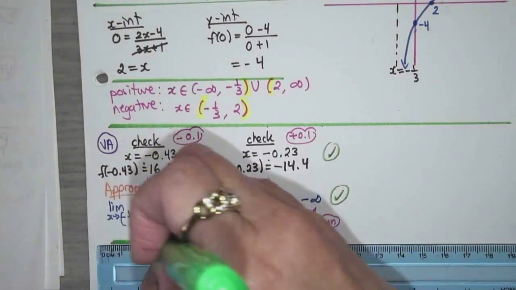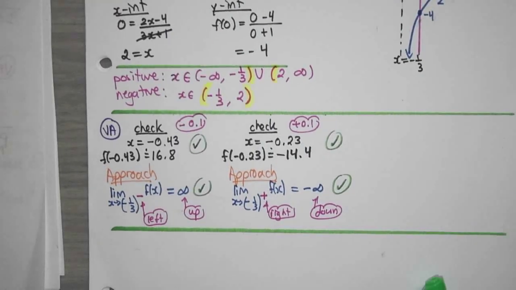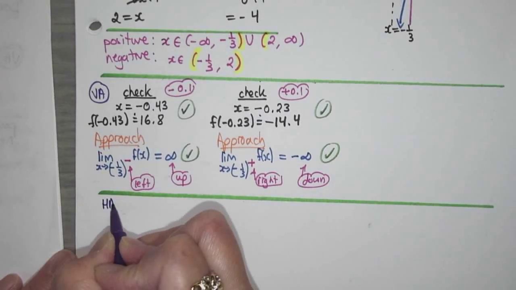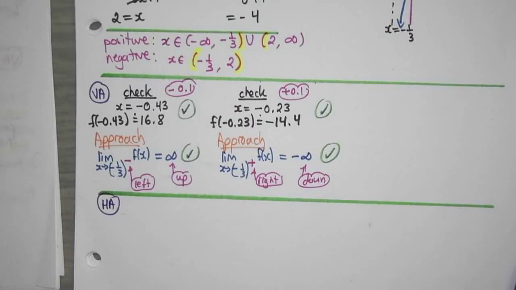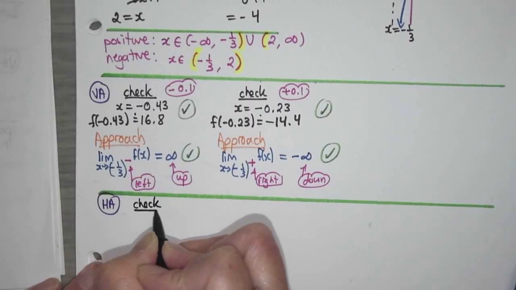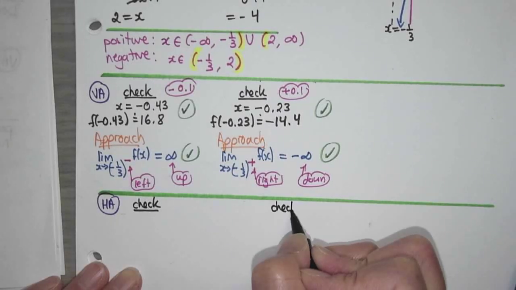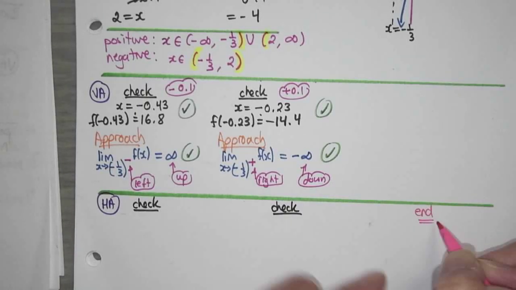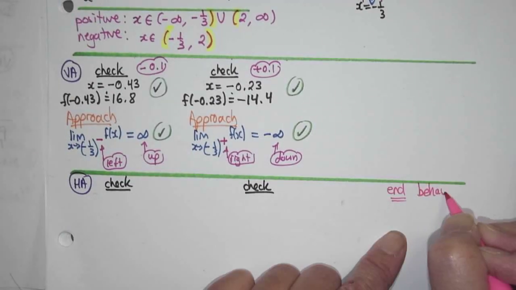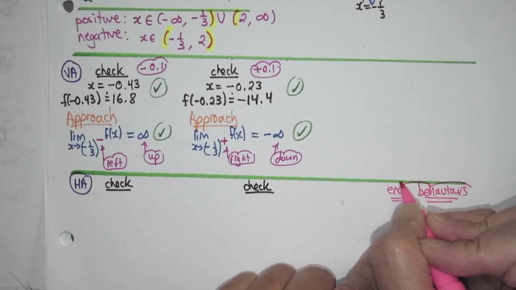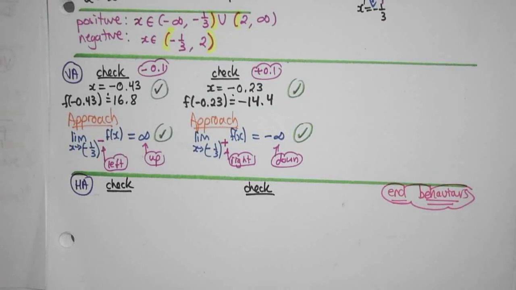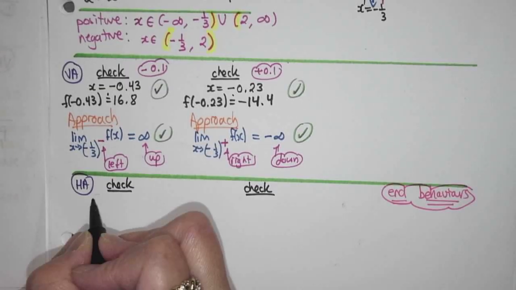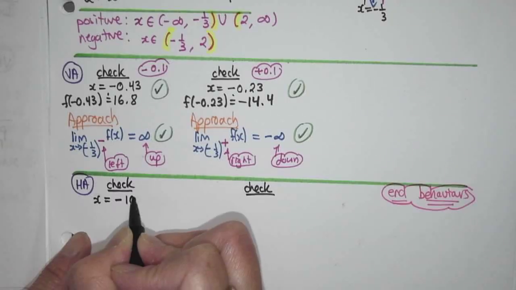So for my horizontal, are we good? So horizontal asymptote, we're going to do 2 checks. Now remember, a horizontal is the end behavior. So horizontal is end behaviors, so we're looking at end behaviors of your graph. How do I check the end behaviors of my graph? What I'm going to do is check x equal negative 100.